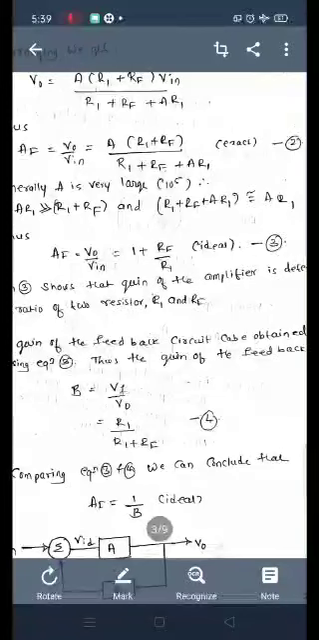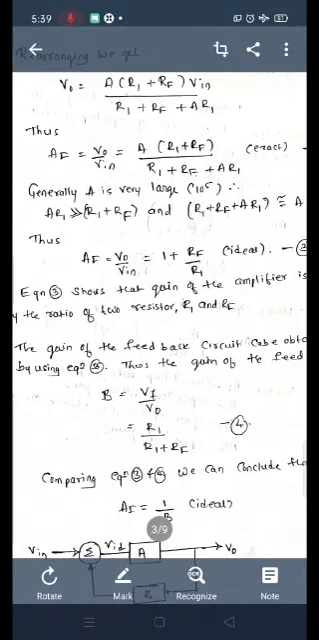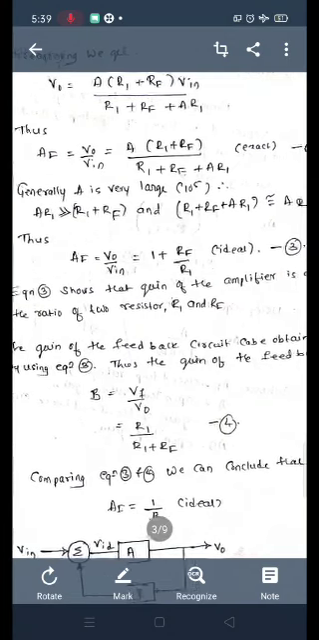Generally A is very large, so A into R1 is much larger than R1 plus RF, and then R1 plus RF plus AR1 is nearly equal to AR1. Thus, the closed loop gain, the output voltage by the input voltage, is equal to 1 plus RF by R1. That is equation number 3.